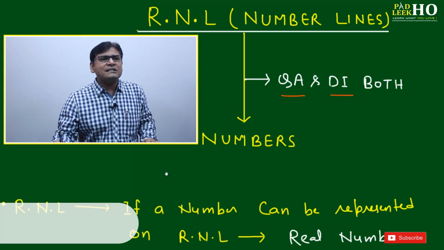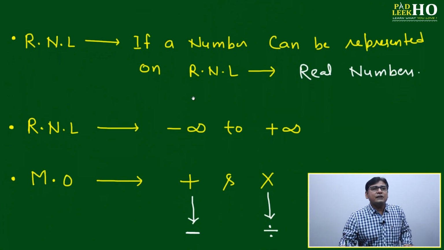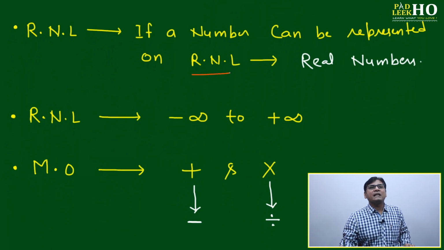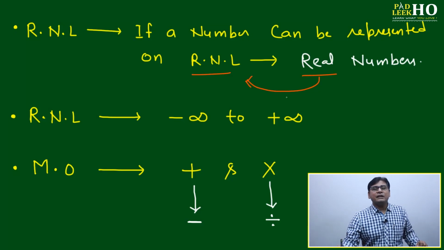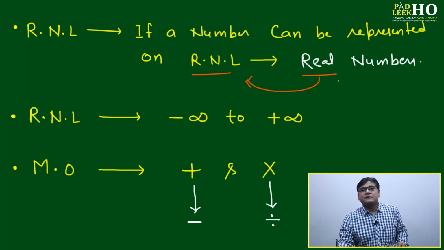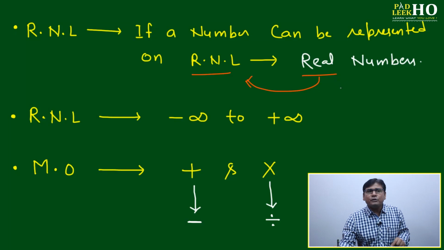Real number line, what is it? This is simple. It is a number. If a number can be represented on the real number line, it is called a real number. I told you this is the litmus test of a real number. Any real number can be of two types, either rational or irrational. Both of these numbers will be represented on the real number line.